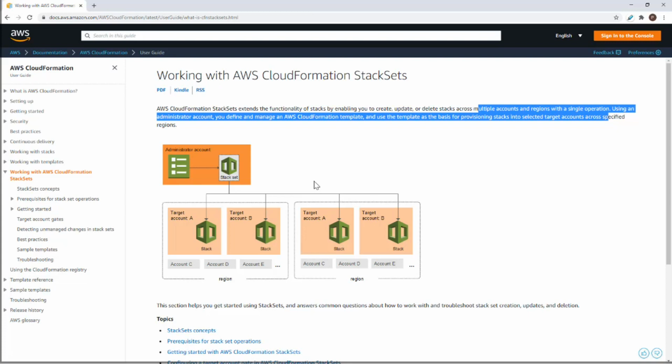If you go to your AWS management console, go to CloudFormation, you will see an option on the left-hand side, StackSets.